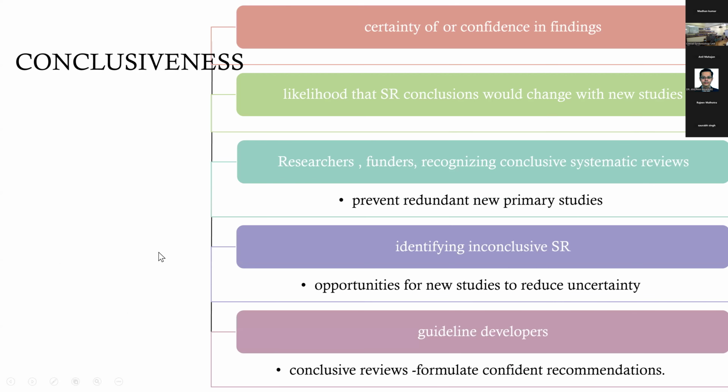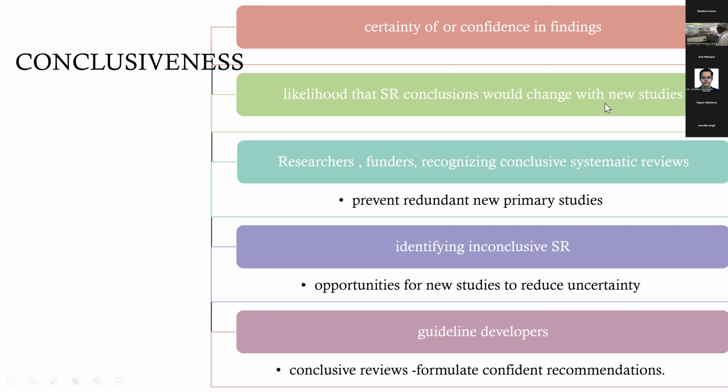So, going back, what is conclusiveness? It is a certainty or confidence in our findings. Another way to put it is the likelihood that a systematic review conclusion will change if new studies are added. In other words, we have a systematic review showing that treatment A is better than B, but we are a bit worried. Suppose a new study comes, will this whole review evidence change?